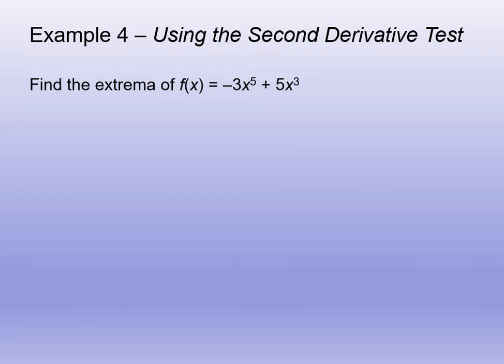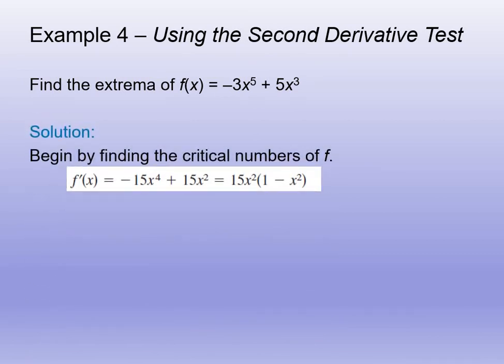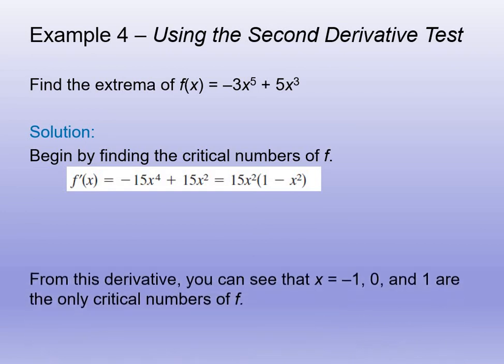Alright, using the second derivative test here. So we're going to work through this example. The original function here is f of x equals negative 3x to the fifth plus 5x cubed. We have to start by taking the first derivative of this function and finding the critical numbers.